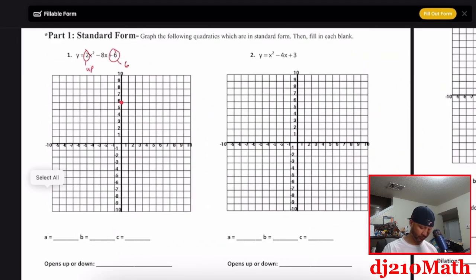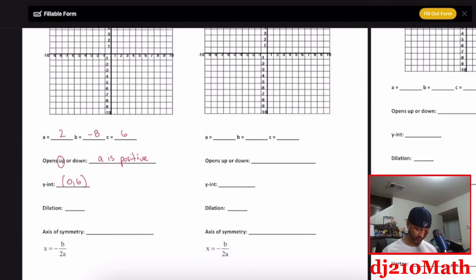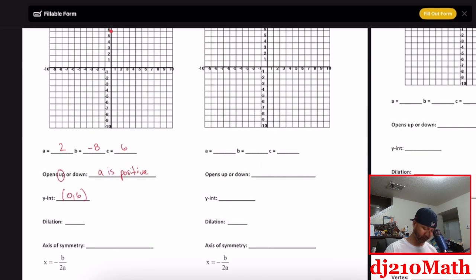A, B, and C: 2, -8, 6. We know that it opens up since A is positive. The y-intercept is at 6, more specifically (0, 6). Dilation, that's the A value, just the number.